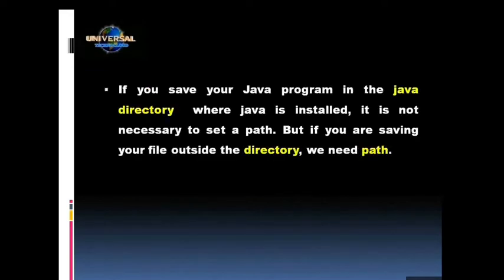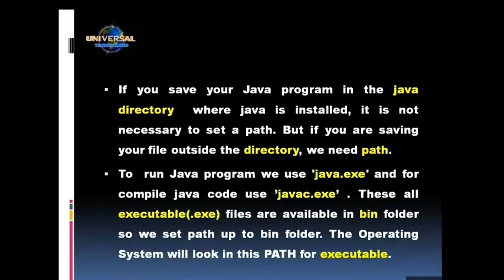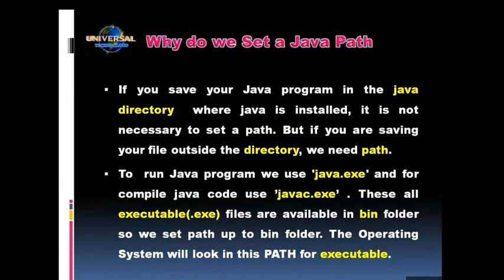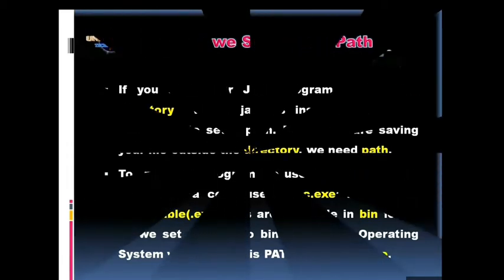Why do we set a Java path? If you save your Java program where Java is installed, it is not necessary to set a path. But if you are saving your file outside the Java directory, we need a path, because to run a Java program we use the java.exe file and to compile Java code we use the javac.exe file. These executable exe files are available in the bin folder, so we set the path up to the bin folder. The operating system will look in this path for the executable.